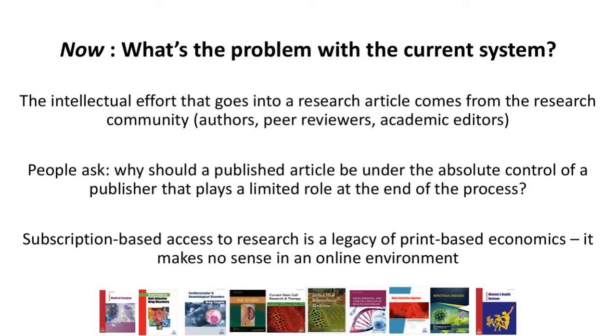However, people often point to this publishing industry overall, traditional journals and hybrid journals and online open access journals, and they think, hey, what's going on? We're researchers. We're doing all the research work. We're doing all the peer review work. We're not getting paid for it. We're often also acting as editorial board members, academic editors. So people often ask, why should a published article be under the absolute control of a publisher if that publisher is only playing a limited role at the end of the process?